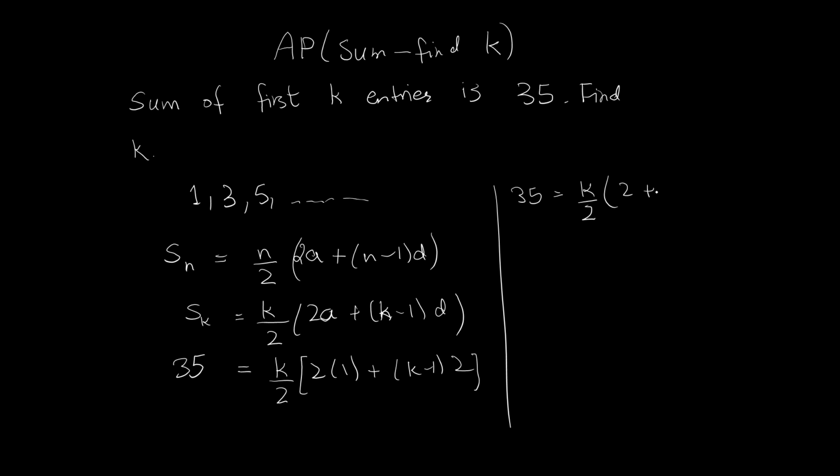2 plus 2k minus 2 on the inside. The minus 2 and plus 2 is equal to 0. So we are left with k by 2 times 2k, and it simplifies further. You have k squared equals 35, which gives you k equals square root of 35.